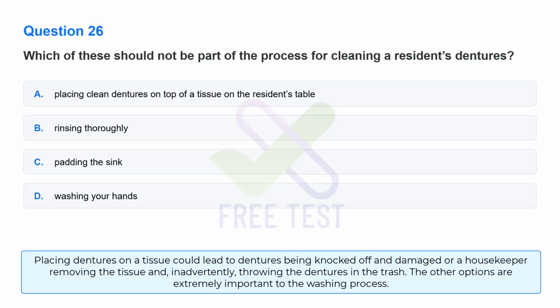The correct answer is A. Placing clean dentures on top of a tissue on the resident's table. Placing dentures on a tissue could lead to dentures being knocked off and damaged, or a housekeeper removing the tissue and, inadvertently, throwing the dentures in the trash. The other options are extremely important to the washing process.